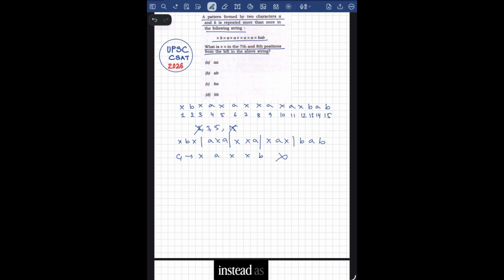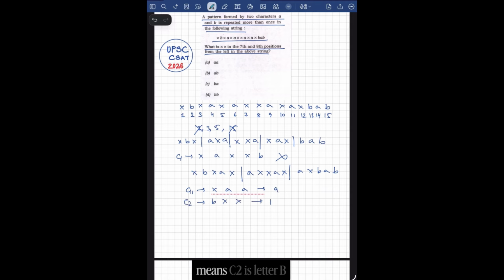So let's try 5 instead as the pattern length. That gives us 3 groups of 5 characters. So the string becomes cross B cross A cross, A cross cross A cross, A cross B A B. So let's match column across each group. So C1 is cross A A. So C1 represents letter A. C2 is B cross cross, which means C2 is letter B. C3 is cross cross B, which means C3 represents letter B. C4 is A A A. So clearly C4 is A. C5 is cross cross B, which means C5 represents letter B.